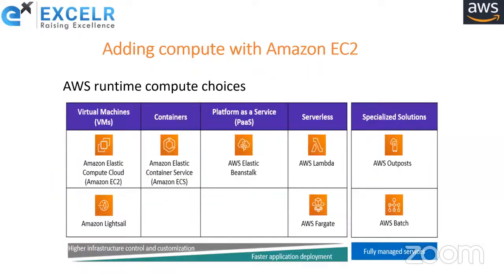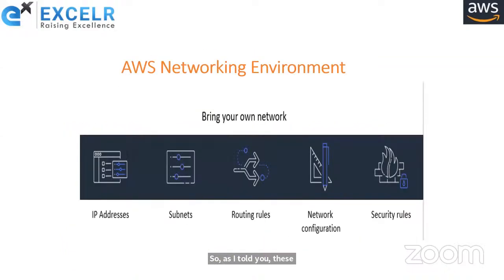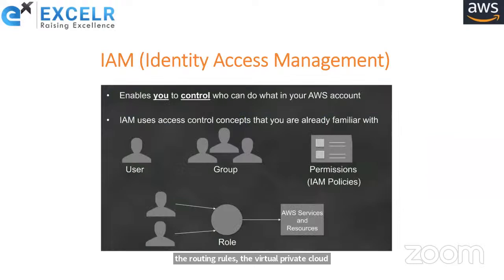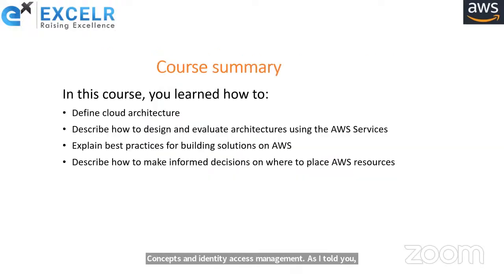As I told you, these are the different types of services, like database services, storage services, and networking services, where you will have an IP address, public IP address, routing rules, the virtual private cloud, the switching concepts, and the firewall concept. Everything will be in the VPCs, networking concepts, right? And the identity access management. As I told you, we can create users and groups within that AWS console to launch the servers.